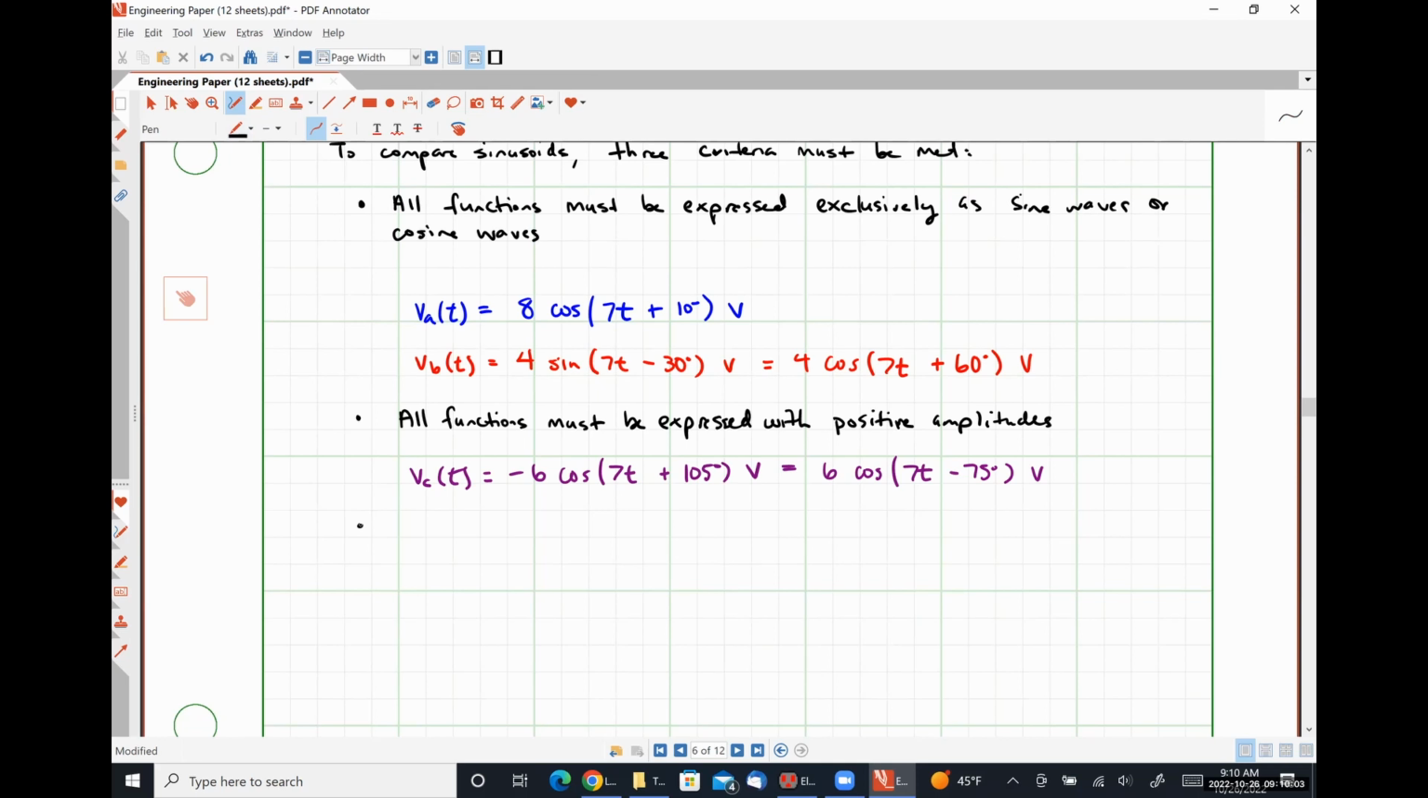Our third criterion is that all functions or waveforms must have the same frequency. There is no trig identity to fix this. Okay. They either have the same frequency and you can make a comparison, or they do not and you cannot. So there's no way to make something with an angular frequency of 7 radians per second look like an angular frequency of anything other than 7 radians per second.